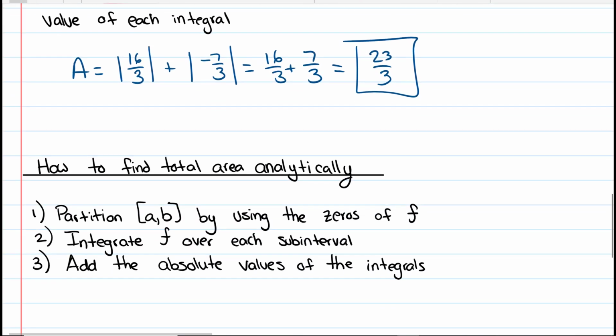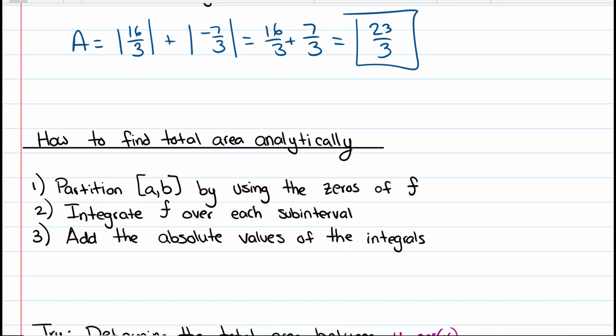How to find area analytically. So these are some steps that might help you determine the area under a curve analytically if you don't want to draw the graph every time. So the first step is to partition A to B using the zeros of f. That's when we partitioned it from 0 to 3 into 0 to 2 and 2 to 3. Then we integrate over each subinterval to find the area, and then we add the absolute value of the integrals. That's how we determine the total area of the integral.